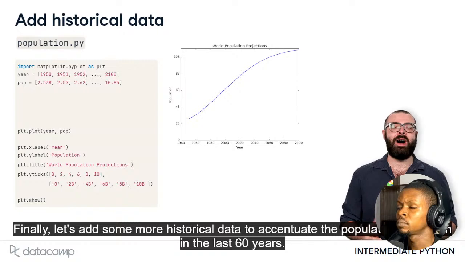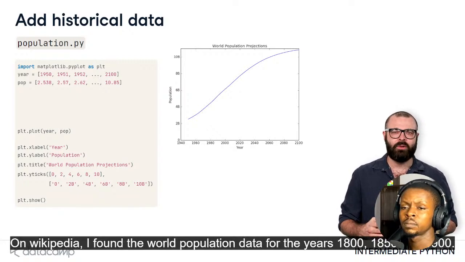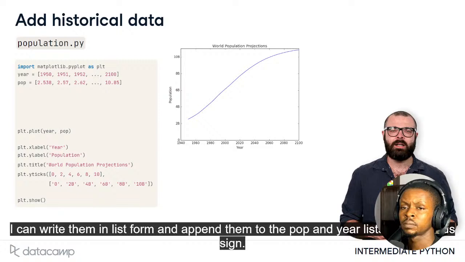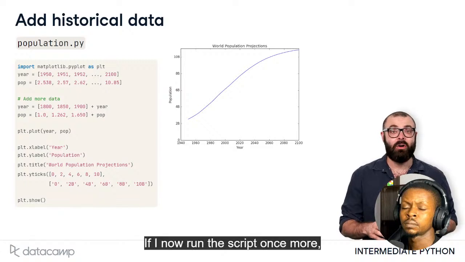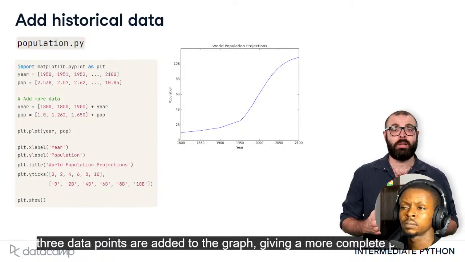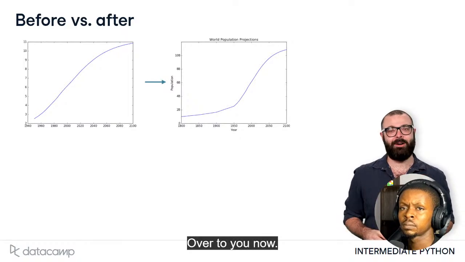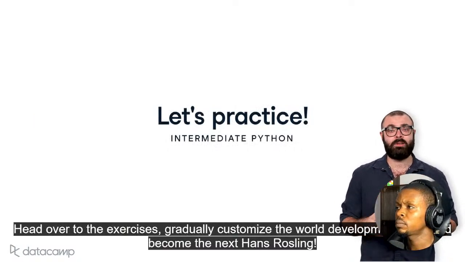Awesome. Finally, let's add some more historical data to accentuate the population explosion in the last 60 years. On Wikipedia, I found the world population data for the years 1800, 1850, and 1900. I can write them in list form and append them to the pop and year lists with the plus sign. If I now run the script once more, 3 data points are added to the graph, giving a more complete picture. Now that's how you turn an average line plot into a visual that has a clear story to tell. Over to you now. Head over to the exercises, gradually customize the world development chart, and become the next Hans Rosling.